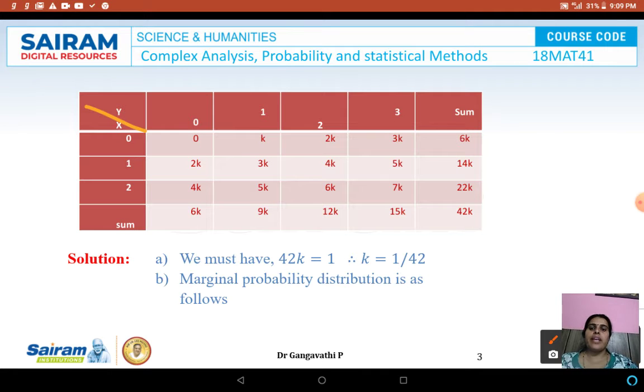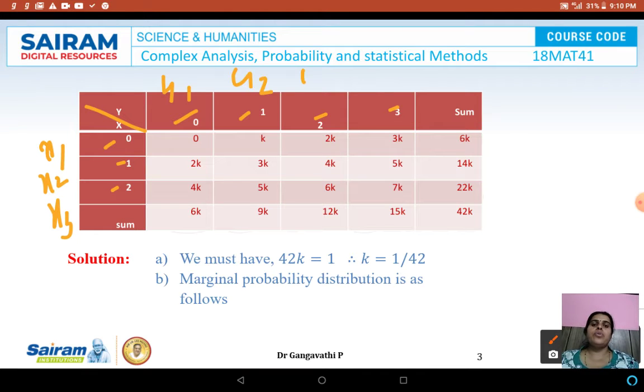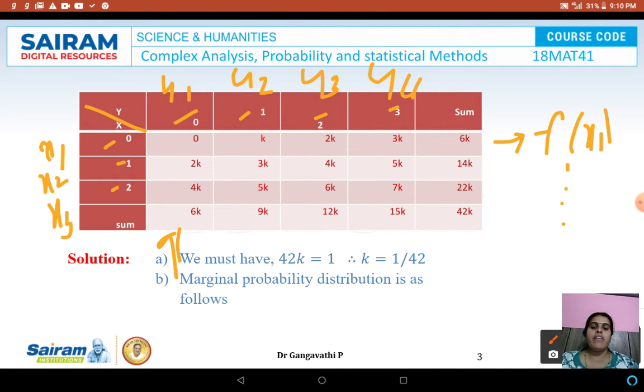Take the values of x in the column and the values of y in the rows. So we have the values of y as 0, 1, 2, 3, and the values of x are 0, 1, 2. Here this is our x1, this is our x2, and this is our x3, and y1, y2, y3 and y4. When I add the row elements, we get f of x1, f of x2, f of x3 and so on. Similarly, when I add the columns, we get g of y1, g of y2 and so on.